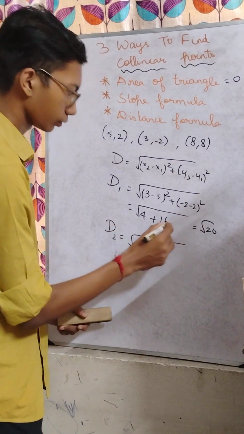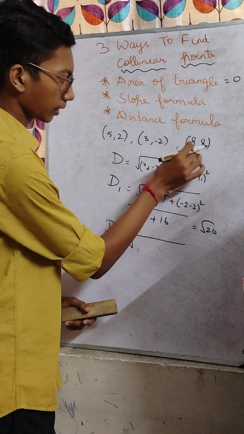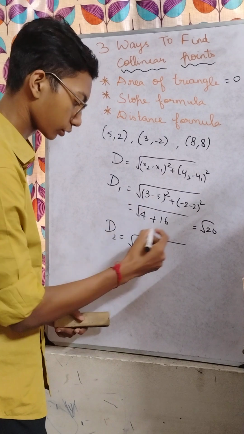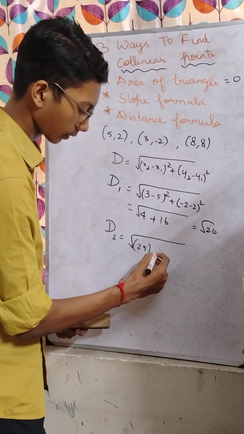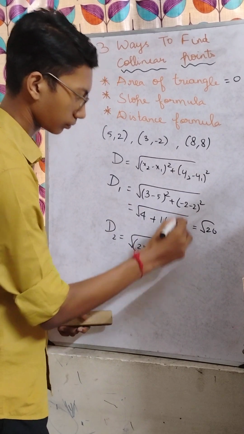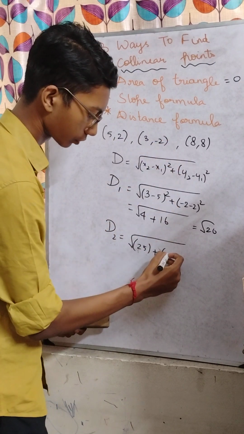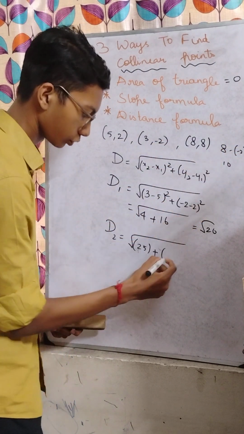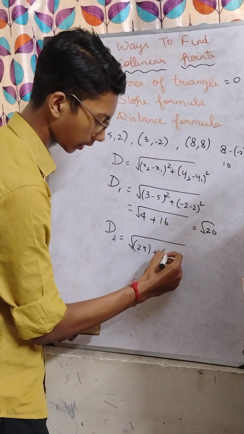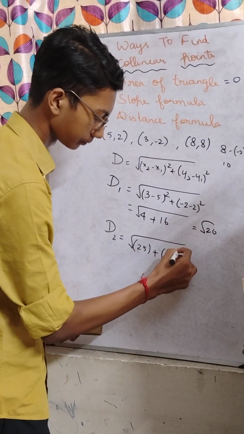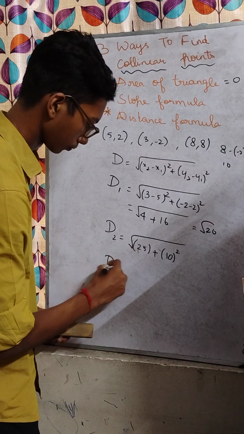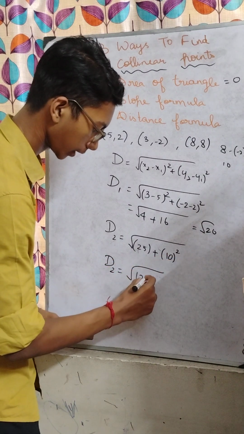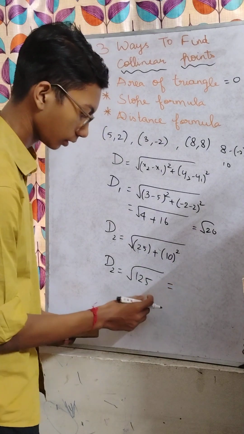d2. Again using these 2 points, x2 minus x1, that is 8 minus 3 gives 5, and 5 square is 25, plus y2, 8 minus of minus 2 gives 10. So we have 10 square, so we get 100 plus 25, root 125. So this is the second point.